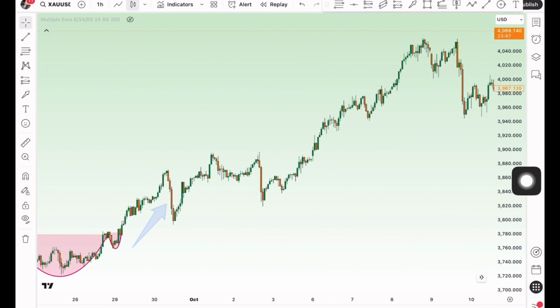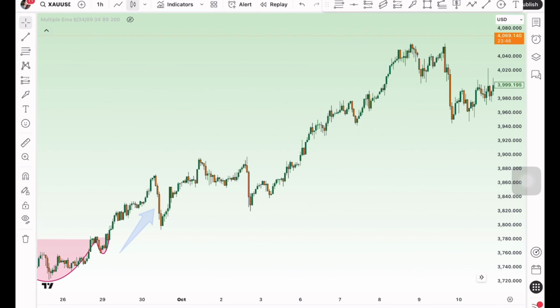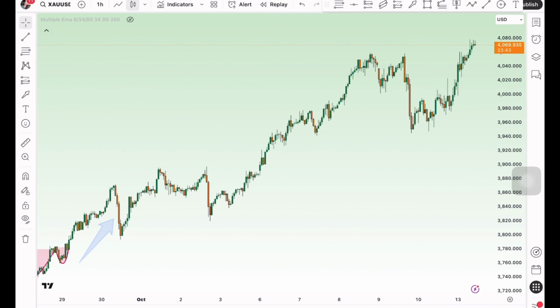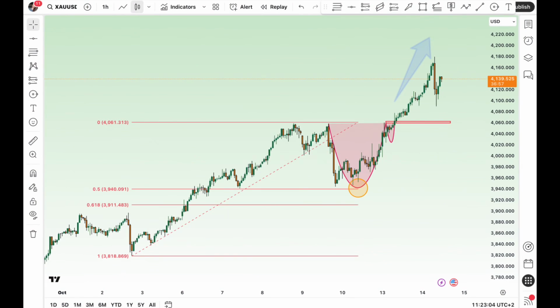The handle is meant to shake out the last weak holders near the cup highs. If the handle trends lower too much, then more buying strength is needed to simply get the price back to the handle highs. That leaves little to no strength left for a breakout attempt. A handle that corrects too deep can lead to a false breakout or no breakout at all.